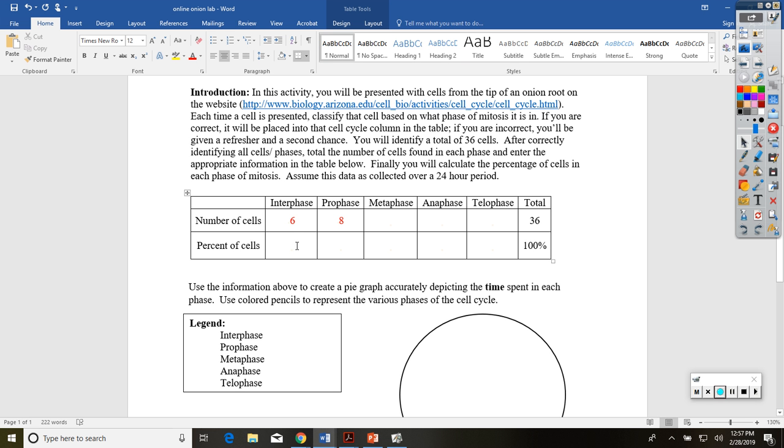And now you're ready to calculate percentages. In order to calculate percentages, you divide the part or the individual amount, so the individual number of cells in interphase divided by the total, or the individual number of cells in prophase divided by the total. The total is given to you over here. And don't forget, percentages are out of 100, so we need to multiply this by 100. So if I'm working on the interphase and the number I got was 6, I would take 6 and divide it by 36, multiply it by 100, and I get 16.6 repeating, so I can make that 16.7%. Again, I'll fill that in for the remaining boxes based on the numbers I got.